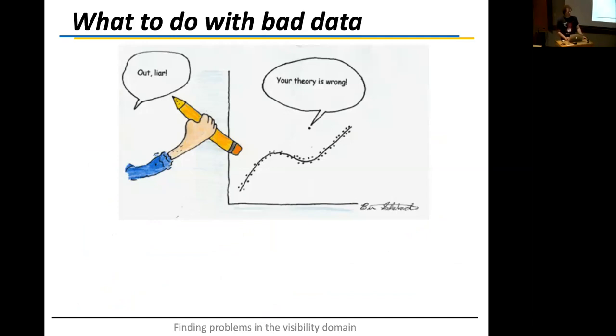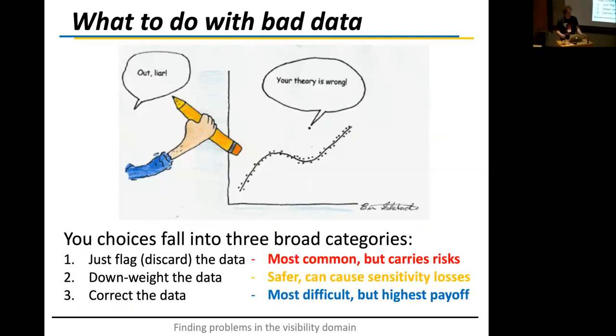So there's kind of three generic strategies that you can point to. The first one is to just discard the data, sometimes called flagging the data. The idea there is that you know it's contaminated, you don't want to spend the time to correct it or whatever, you just want to get rid of it, and you chuck it away. It's the most common way of dealing with bad data. It does carry a couple of risks that I'll get into in just a minute.